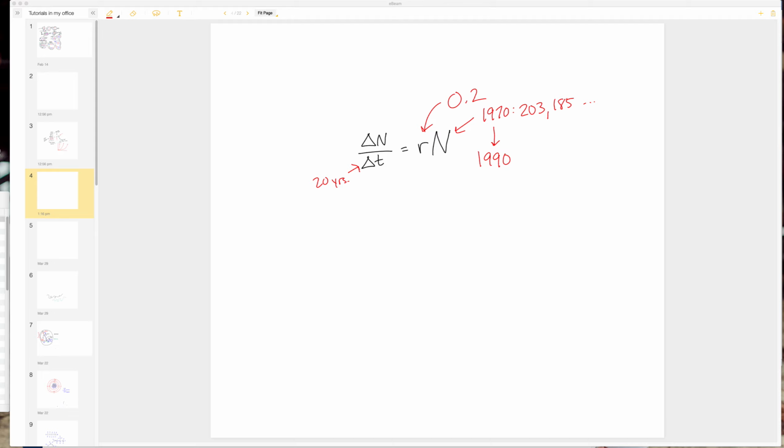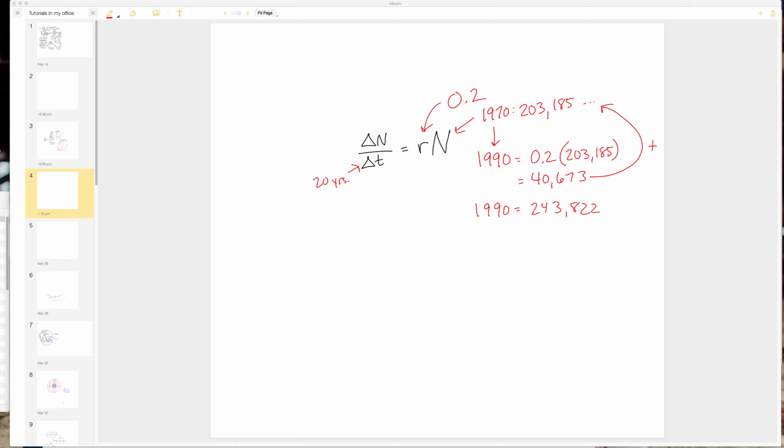That's 20 years. So to do that, all we have to do is say R, 0.2, times N, which is our number up here, 203,185, and that equals 4,673. So that's how many babies we're going to add. So we're going to add these to our original population size, and that gives us a new 1990 population size of 243,822.